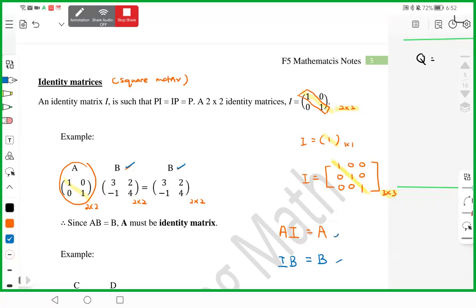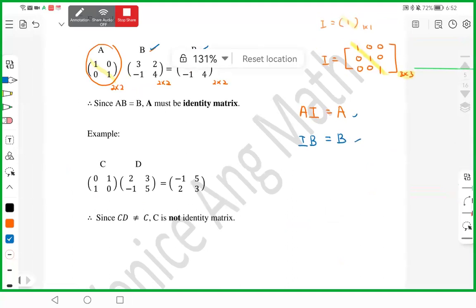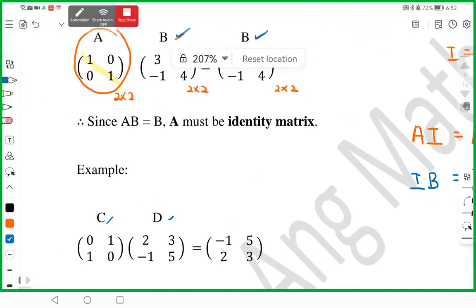Is that okay? Okay, all right, so that's a thumbs up. So for example, look at the examples, matrix C and matrix D here. Let's see the answer first. 0, 1, 1, 0 multiplied with this equals another matrix. So the question asked is, is matrix C an identity matrix? Give your reason.